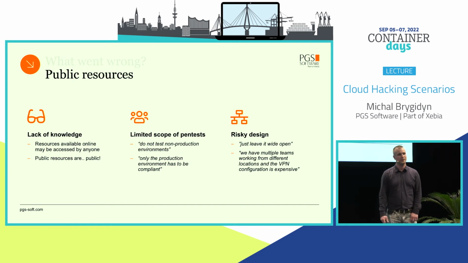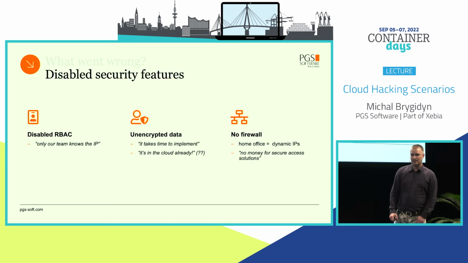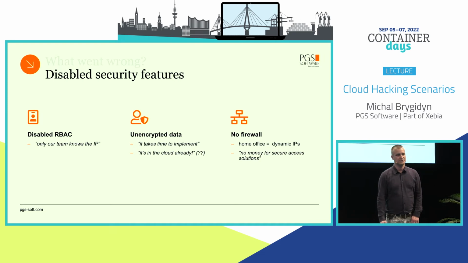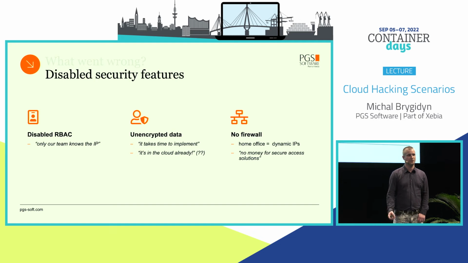We just left it open because we have teams all around the world. We don't have VPN, and they have dynamic IPs. So either we whitelist half of London, or we just open it and leave it open. Or they disable security features: role-based access control disabled, anything else available, disabled. So if you know the IP, you have access to everything. I don't know why, but many clusters with no security at all are still there.